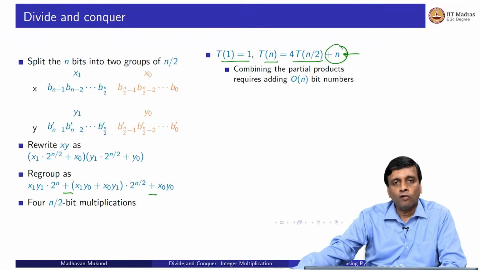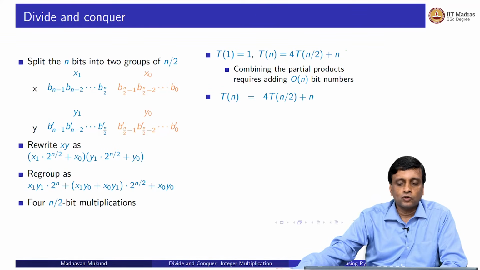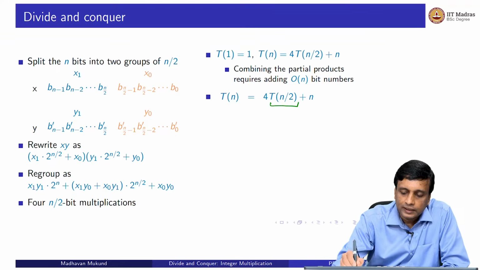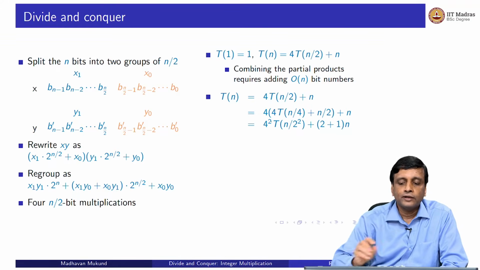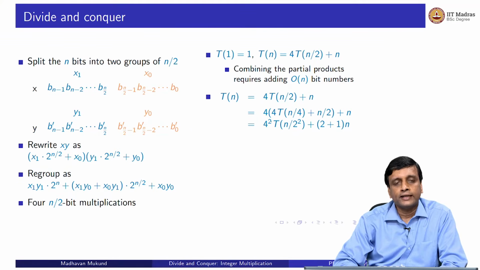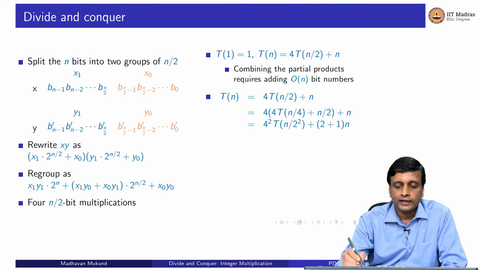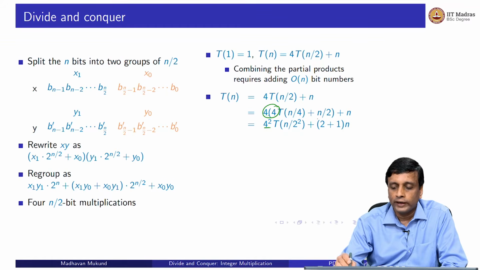If we try to solve this recurrence by the usual way that we have been solving so far, we will take this T n by 2 and expand it. So, we will say that T n by 2, by the same recurrence, is 4 times T n by 4 plus n by 2. Then if I group these terms, I get 4 squared, and 4 times n by 2 is 2n, so I get 2 plus 1 times n.